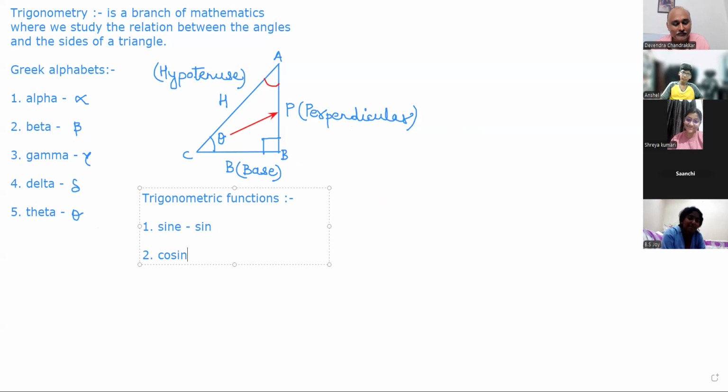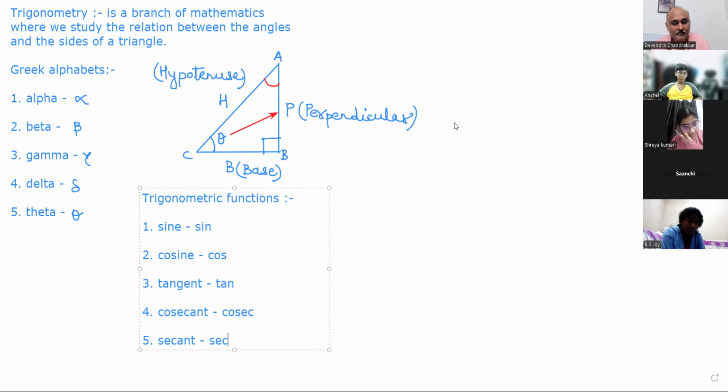Second one is cosine. In short, it is written as cos. Third is tangent. In short, it is written as tan. Fourth is cosecant. This is written as cosec. There is then secant. This is sec. And the last one is cotangent. This is written as cot.